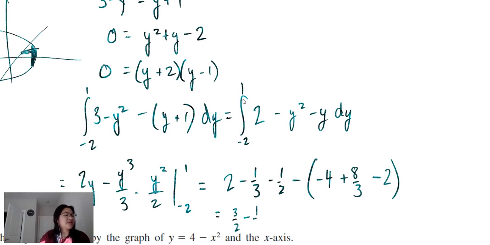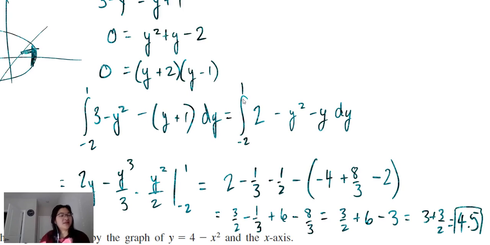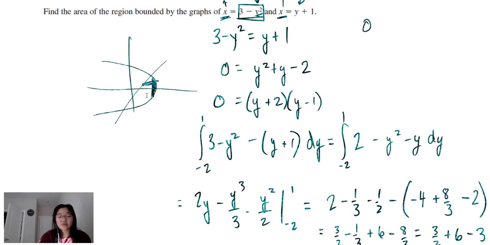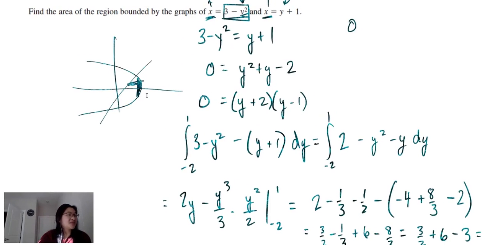3/2 minus 1/3 minus, no, plus 6 minus 8/3, and that's 3/2 plus 6 minus 3, 3 plus 3/2, which is 4.5, and that's the same. Interesting. It's almost as if when you rotate a shape, the area is the same. It's wild.